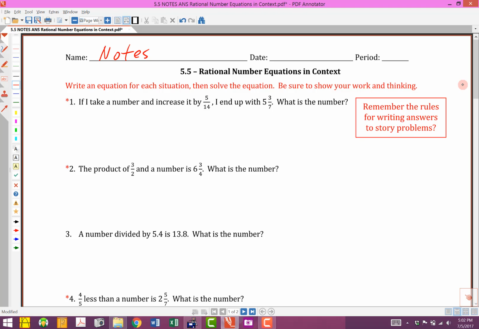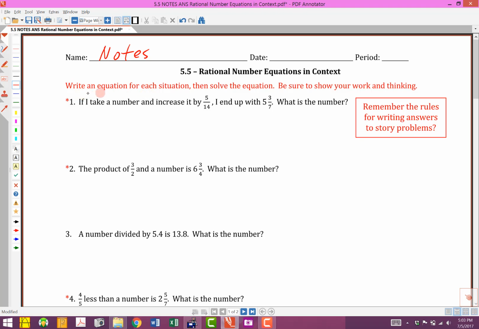The last section in this unit is rational number equations in context. So we may have fractions, decimals, problems that have 2 steps, 3 steps, we may have to distribute, lots of different things going on here. So what we want to be careful of is that we translate the sentence or the problem into an equation correctly. So we'd want to make sure we're careful, think our way through that.